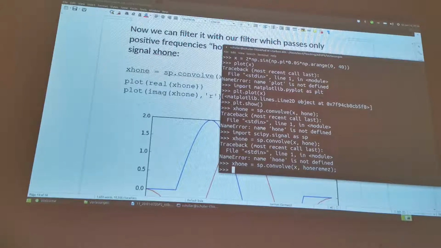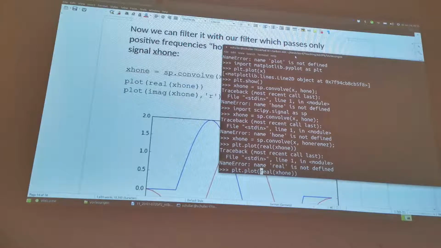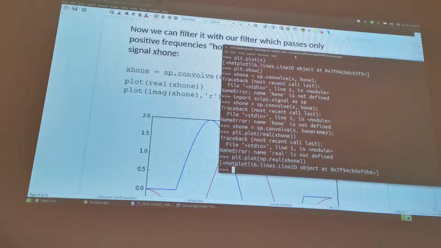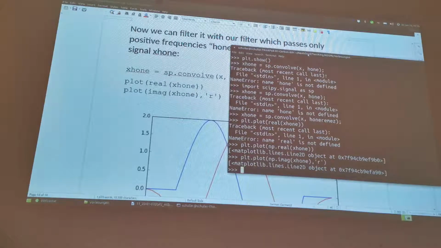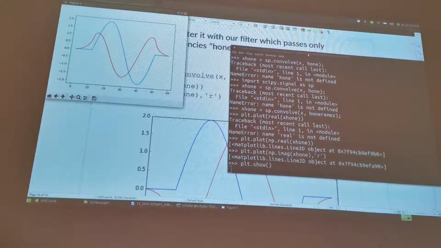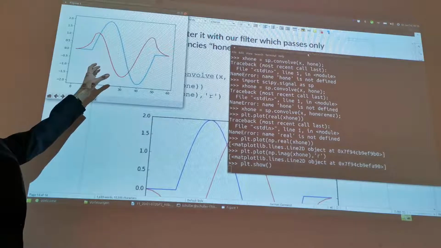Right. And now we can plot it. The real part: plt.plot of real of H. This has the advantage that you memorize which library it came from. So that works. And then the next one is the imaginary part, with the red line, comma r. And now you can say plt.show. Remember, this is now not from our original design, but the Remez design.